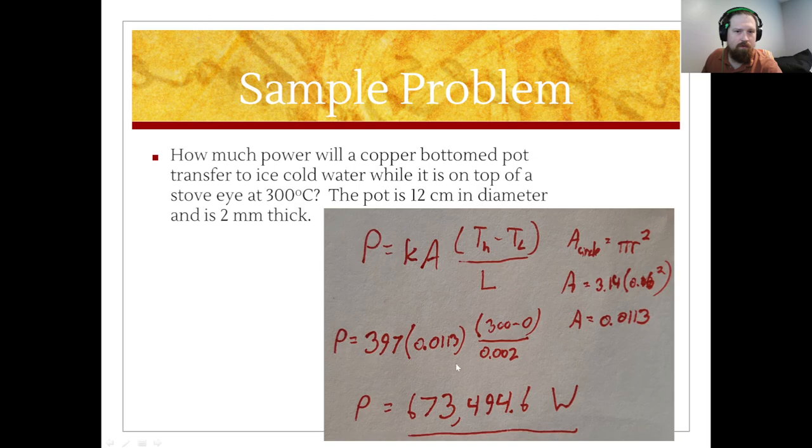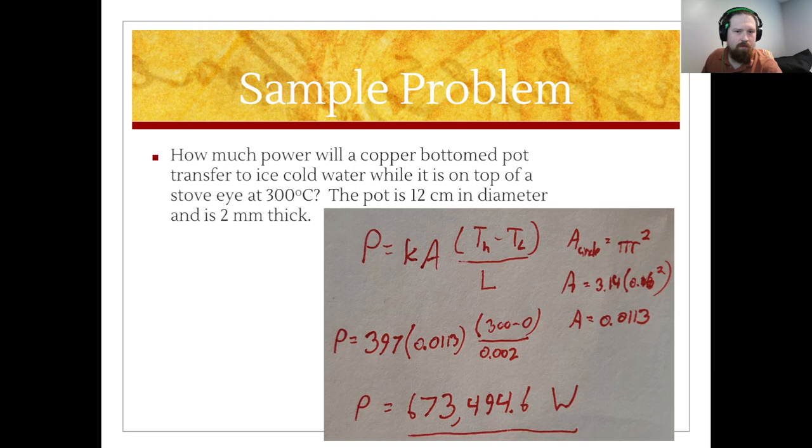When I did this, please let me know if your math disagrees. I have a final answer of 673,494.6 watts. The metric unit for power is still watts, same as in Physics 1500, and 1 watt is defined as 1 joule of energy flowing per 1 second.